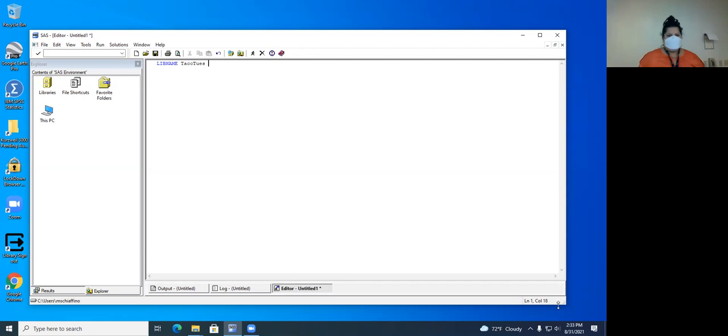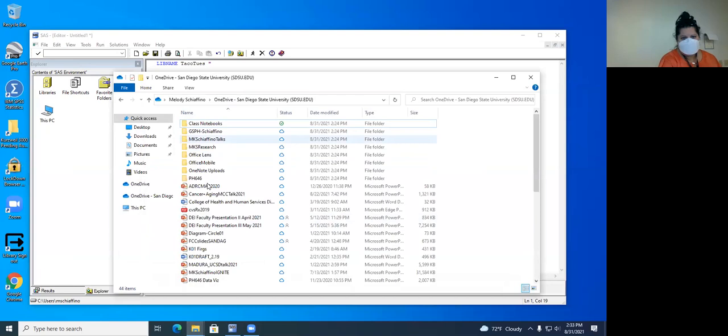So now I nicknamed my folder. Now what would probably be the next step? Tell it where my folder is, right? So what you do is you just put your folder address. I go to my OneDrive and I'm going to put it here in page 646. So I'm going to right click and click on properties.